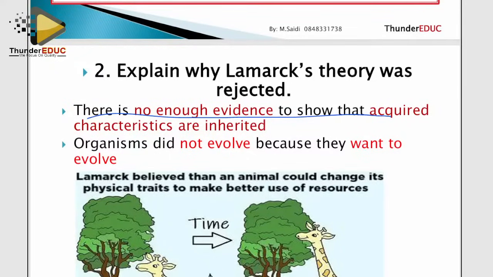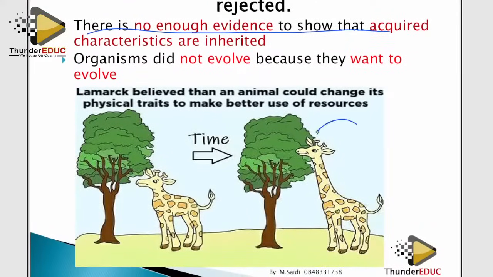Number two, organisms don't evolve because they want to evolve. These giraffes didn't become longer because they wanted to become longer. They evolved because of natural selection. Is it clear? So please, it's rejected because there is not enough evidence to show that the acquired characteristic of long necks is inherited; you apply it based on the question. Unless the question is flat, then you say there's not enough evidence to show that acquired characteristics are inherited. But if not, make sure that you give it right.